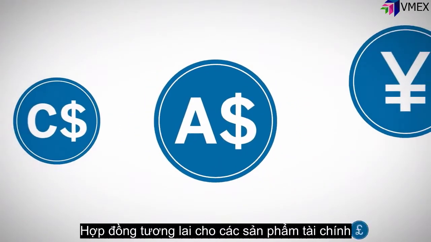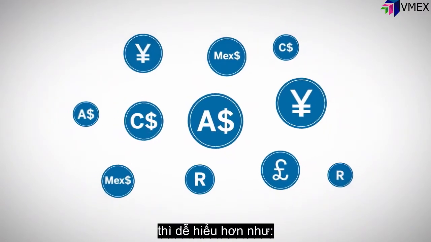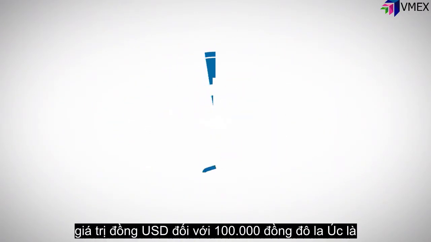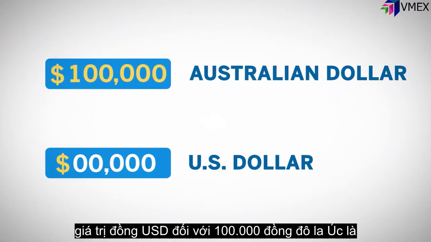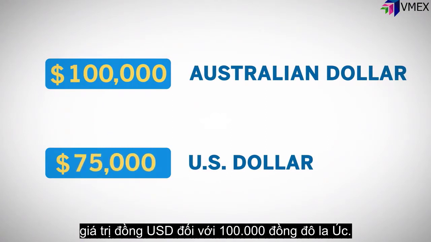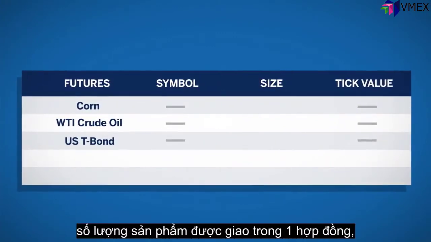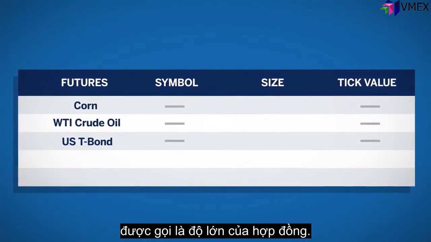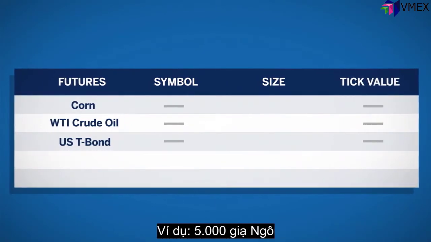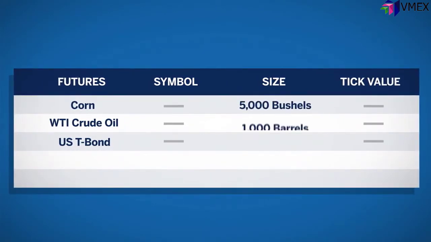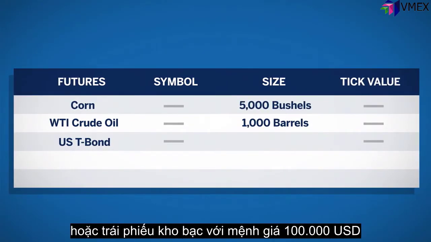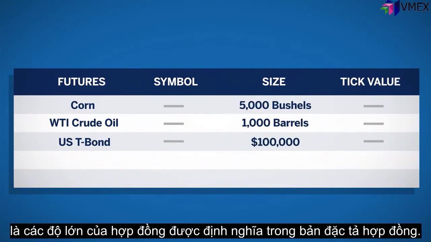Futures contracts for financial products are understandably more straightforward. The US dollar value of 100,000 Australian dollars is the US dollar value of 100,000 Australian dollars. Each futures contract specifies the quantity of the product delivered for a single contract, also known as contract size. For example, 5,000 bushels of corn, 1,000 barrels of crude oil, or treasury bonds with a face value of $100,000 are all contract sizes as defined in the futures contract specifications.